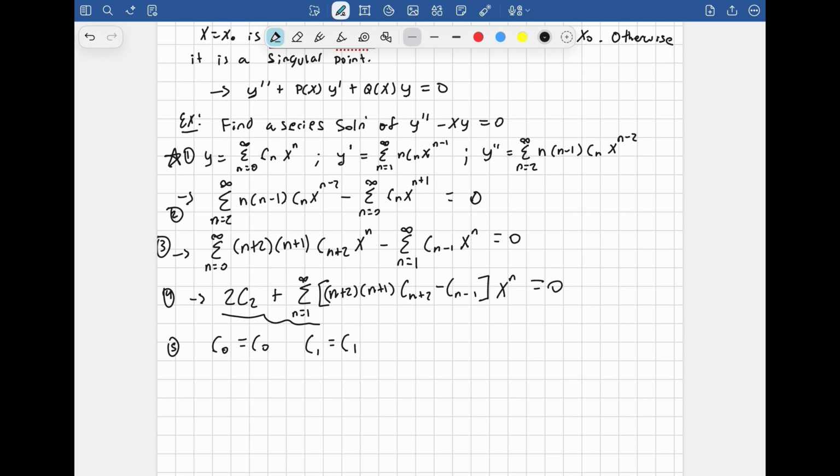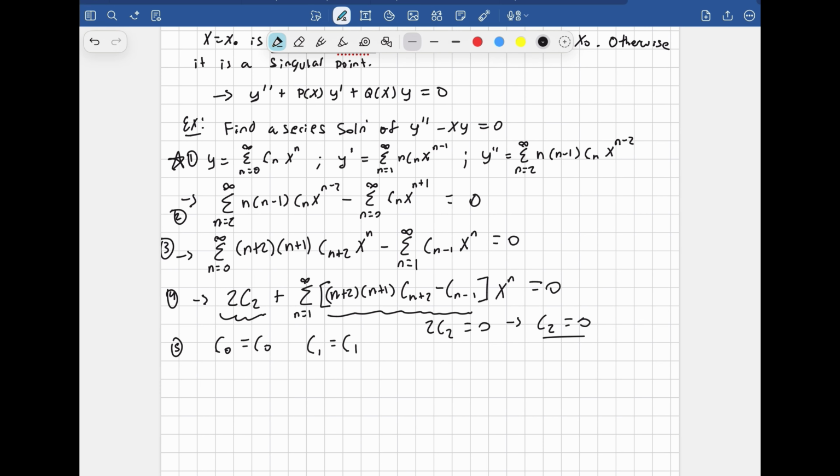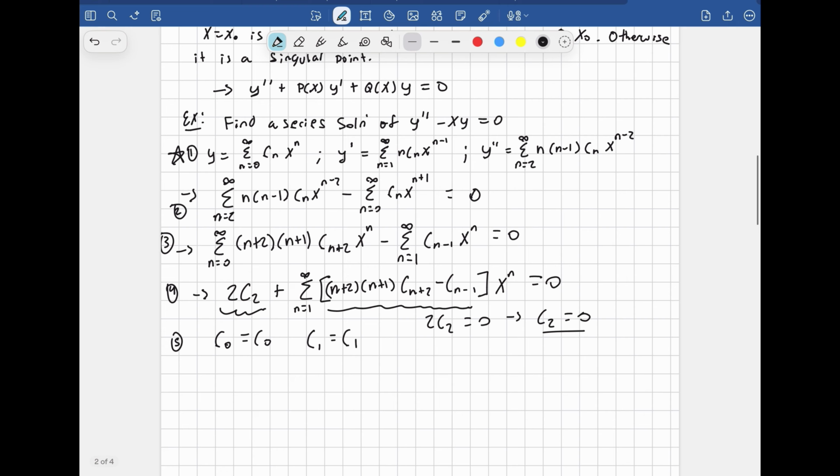So we have these, and also what we are going to do is solve these for 0. First we're going to solve what's outside of the brackets for 0. So 2c2 equals 0, and we know that c2 equals 0. Then we solve what's inside the brackets by setting it equal to 0, and we're going to solve for the highest n.